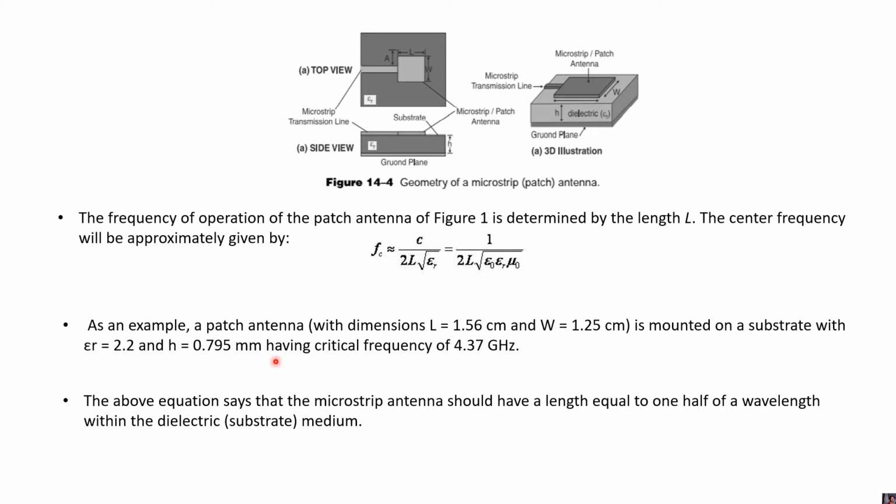Now for an example, if you consider a patch antenna with the dimension L is equal to 1.56 and W is equal to 1.25 centimeter, mounted on the dielectric substrate with epsilon r is equal to 2.2 and H is equal to 0.795 mm, then the critical frequency will be equal to 4.37 gigahertz. So from this above equation you can see that the microstrip antenna should have a length equal to 1/2 of a wavelength within the dielectric medium.